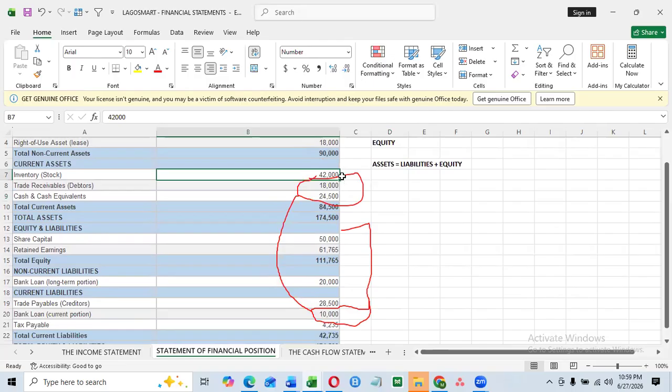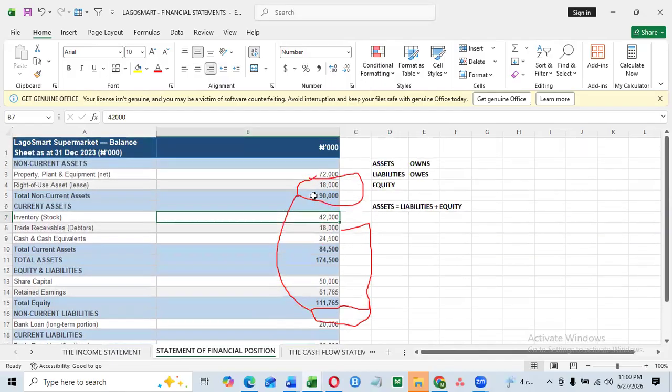Now we want to check if that is moving well. And if we come down, their debtors are 18 million. Yeah, trade receivables, 18 million naira. Meaning some customers owe them money. So we need to know if those debts are being collected on time. Now let's go to cash flow statements.